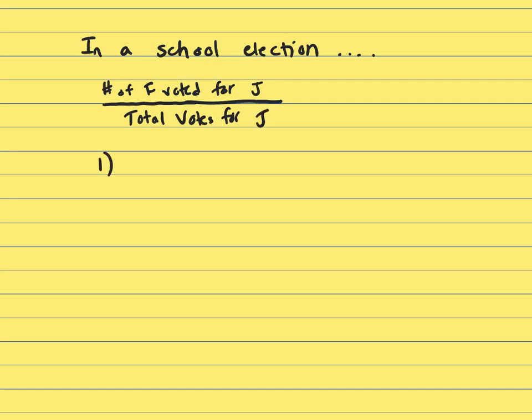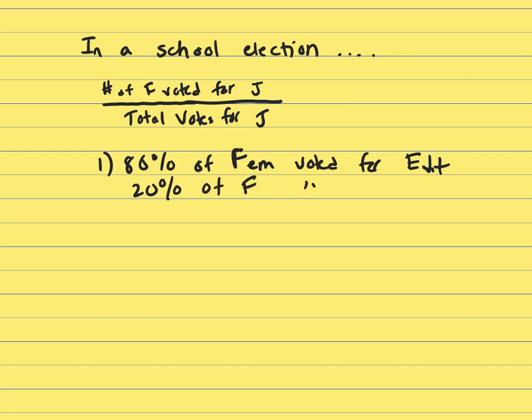Well, if you look at clue 1, it says 80% of female voters, 80% of females voted for Edith. Well, that means that 20% of the females voted for Jose. Well, that's exactly what we're trying to find. So that works. Now look at clue 2.